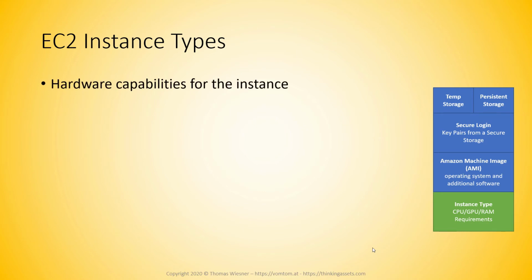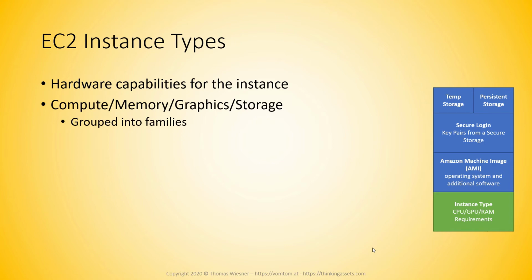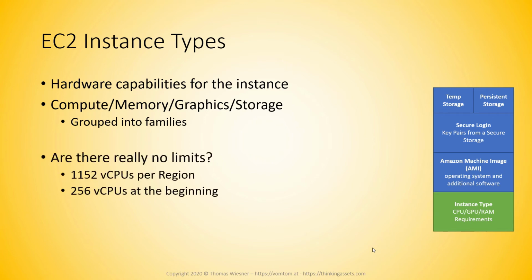The instance types describe the hardware capabilities for the instance, and they are grouped into several families. For example, there's compute instances, instances for high memory, or instances for graphic operations and so on. And there are a couple of limits for regular users. You are somewhat limited to, I think, 256 vCPUs at the beginning, and you can extend them to 1152 vCPUs per region. So you can have quite a lot of performance out of the box.